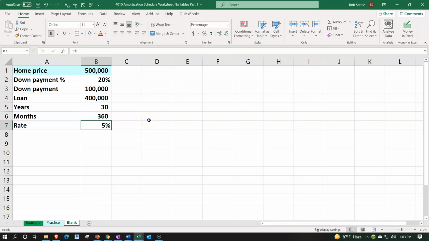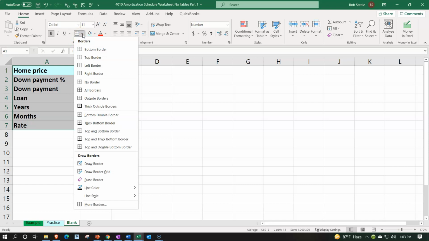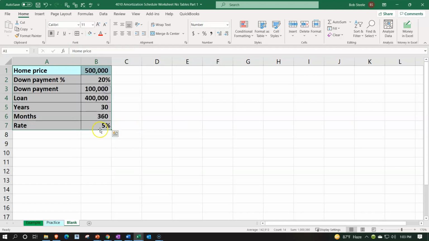So there we have the general data. Now I'm going to put the brackets around this, selecting this whole thing. Font group, we're going to put some brackets around this. I'm going to go to the borders, and I just like putting brackets around the whole thing, all border. So there we have it.